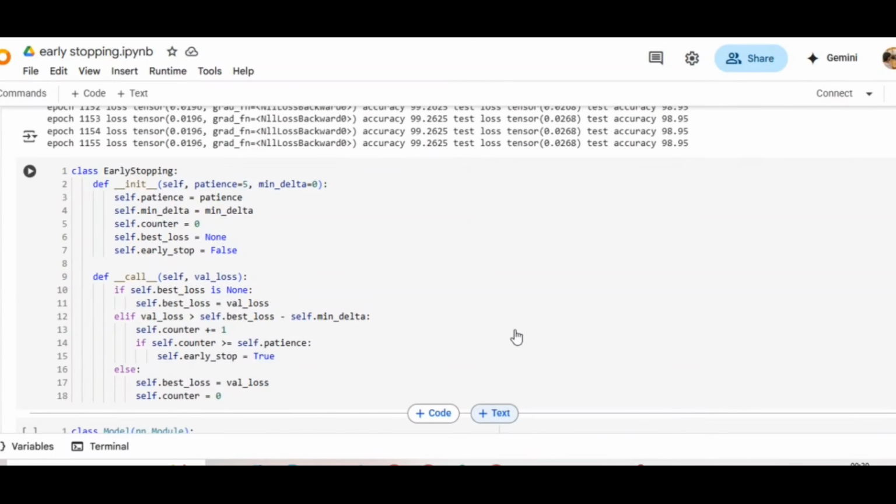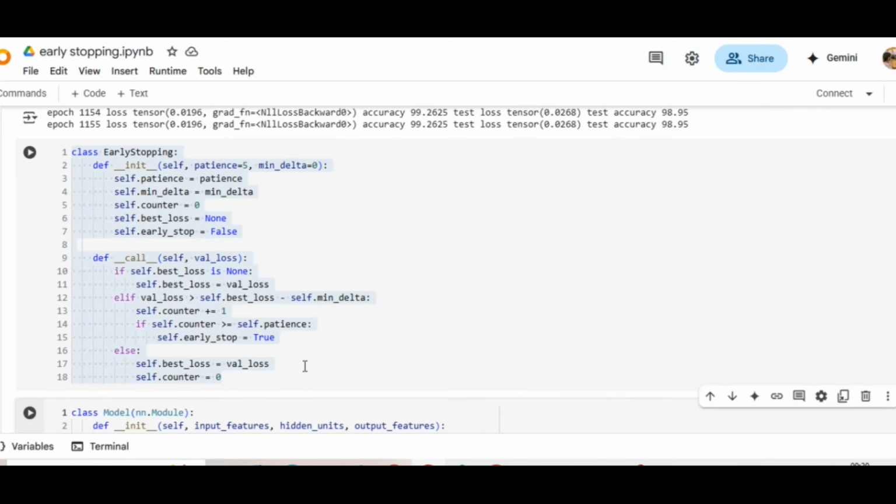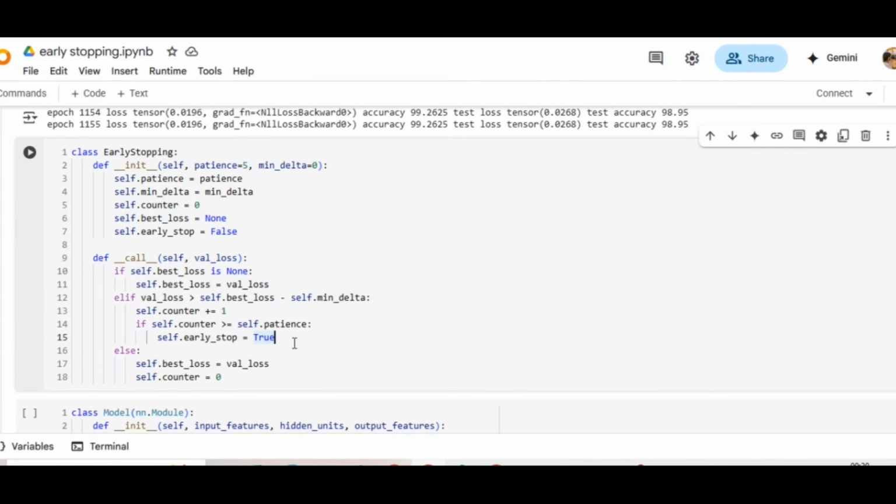Now let's implement early stopping on the same dataset and same model. This is my early stopping class and I'm implementing the early stopping concept on the validation loss. I'm considering validation loss as my metric, meaning my current epoch validation loss and previous epoch validation loss must differ by some value, else my training will be stopped.